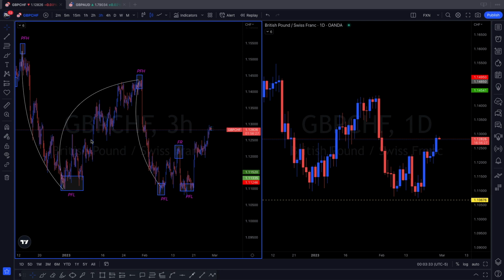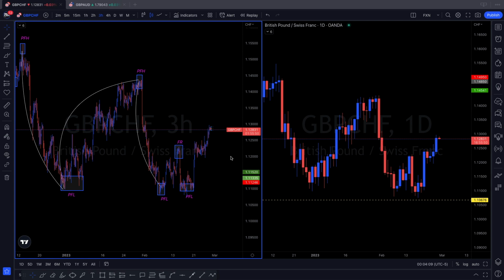Looking at pound Swiss, what I like to do is split the screen up into a 3-hour chart and a daily chart. On the 3-hour chart, I'm looking for pairs that are coming off a brand new peak formation, right? That's the simplest way that I find brand new pairs to trade for the week. I just look at the different pairs on the 3-hour time frame and see which ones have a brand new peak formation, whether it's a peak formation high or a peak formation low.